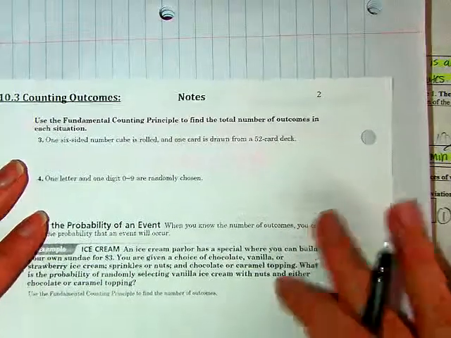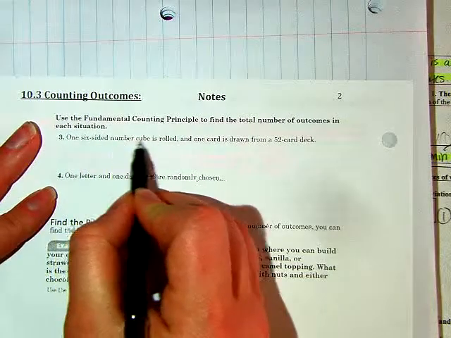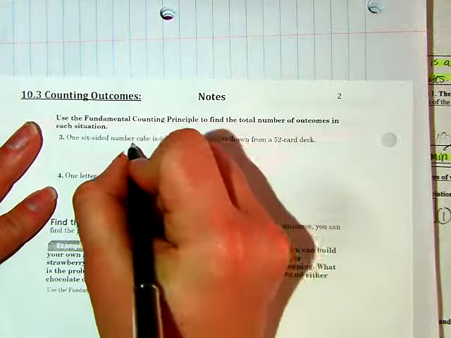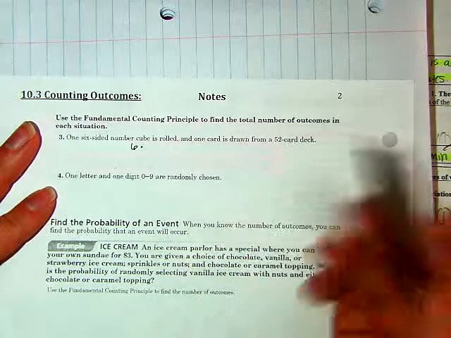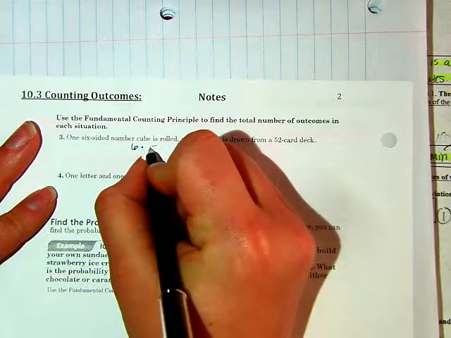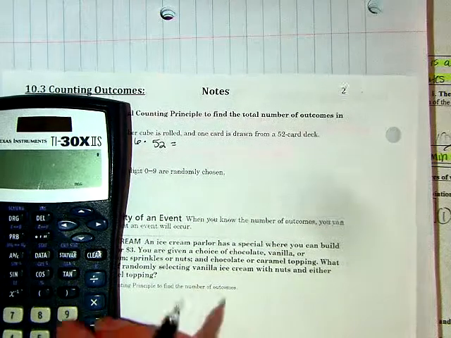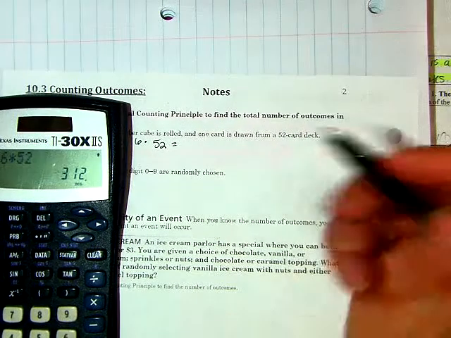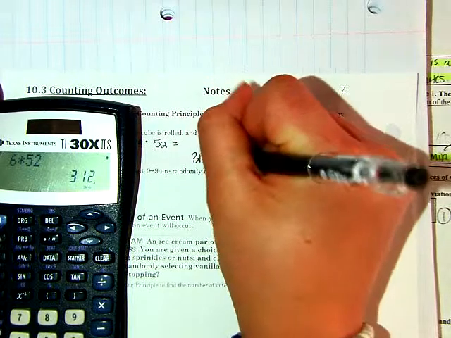This one says use the fundamental counting principle to find the total number of outcomes in each situation. One six-sided number cube is rolled, so we've got 6 possible outcomes there. 1 card is drawn from a 52 card deck. So 6 times 52, because we have 6 options for the die and 52 options for the cards, so we get 312 outcomes.